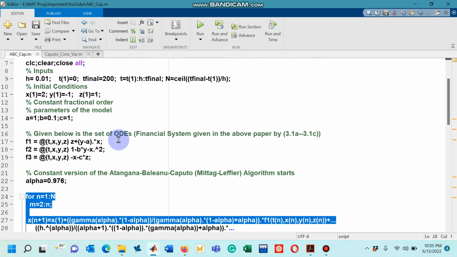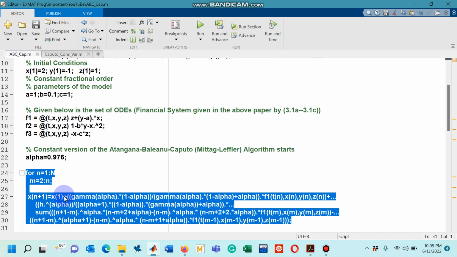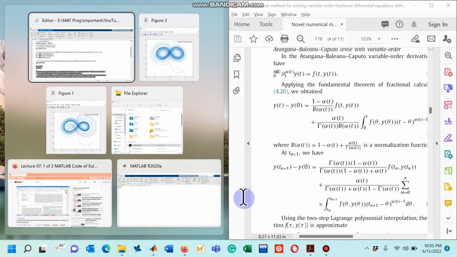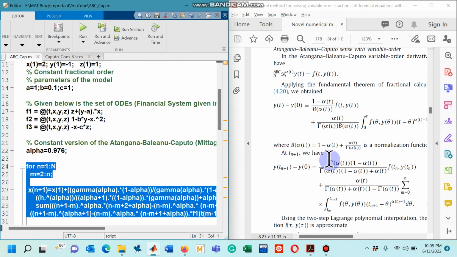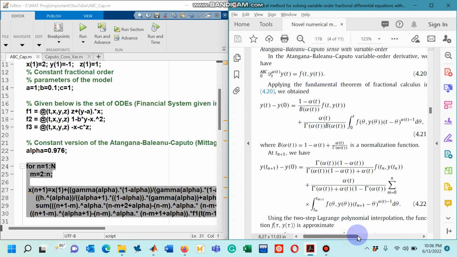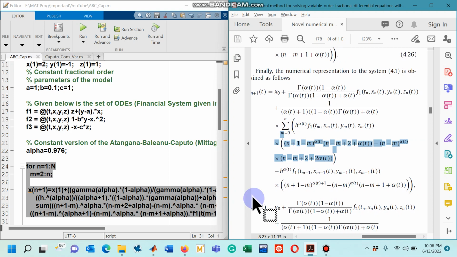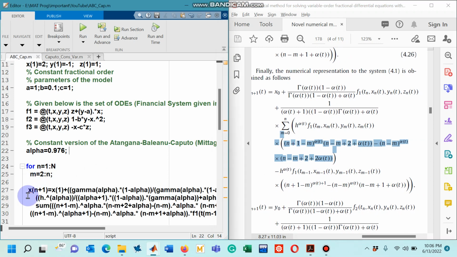Now this loop starts, and I want you to focus on the first equation of this loop. Let me switch to the research paper and look at the scheme side by side. If you tally the terms of this numerical scheme with the code, you will easily understand how I have written the terms. Once again, focus on line number 27 of this code and compare the terms with the terms given in the scheme of the research paper.